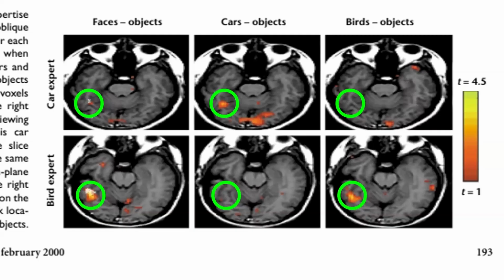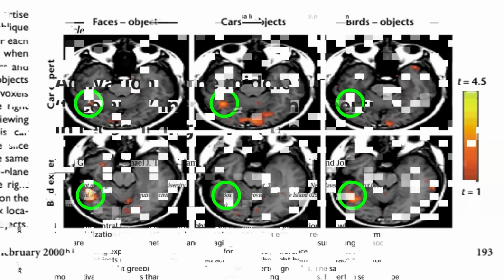So this would be evidence that it's not just for faces, it's not just for human faces, it's actually something that is for highly trained stimuli. And if you do enough training through experience-dependent plasticity, you will be able to use that fusiform face area to perceive those other specialized stimuli.